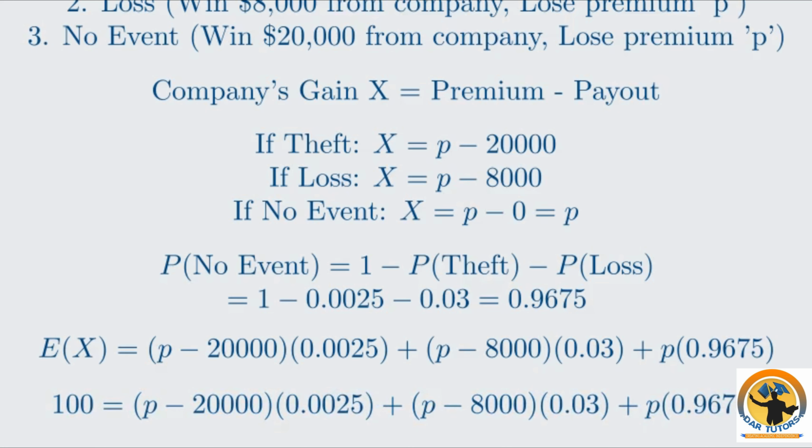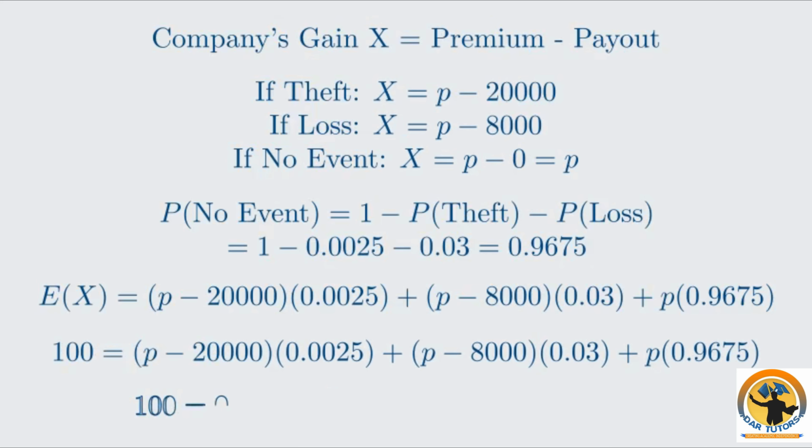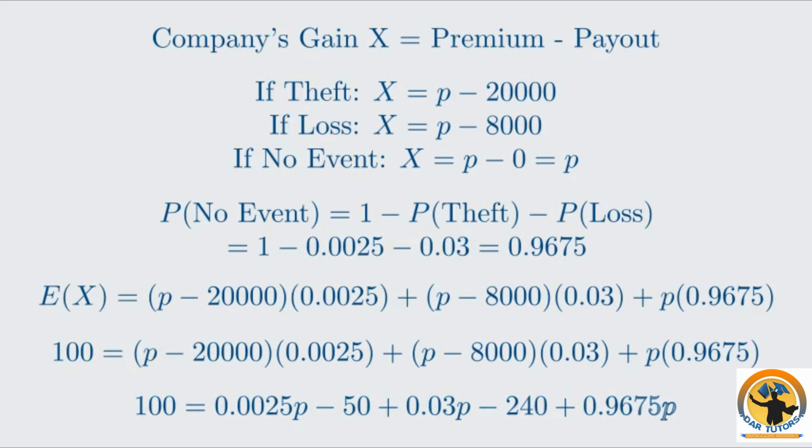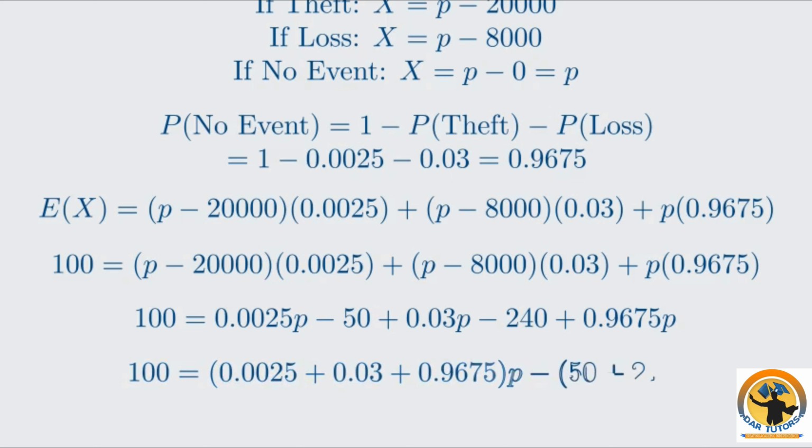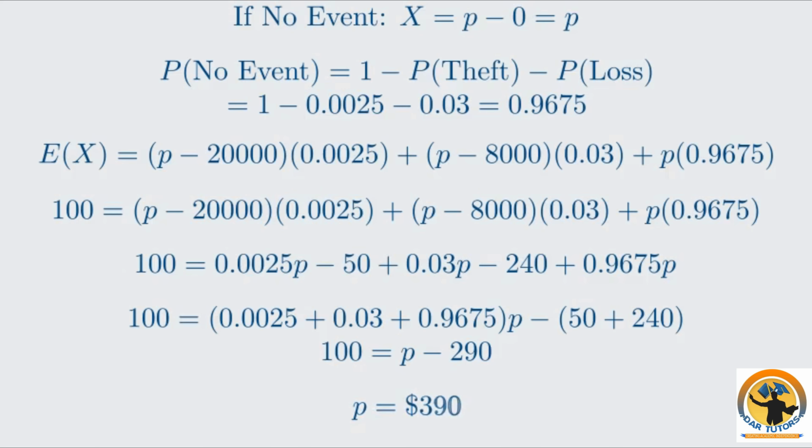Let's expand and simplify. Expanding the brackets gives 0.25p minus 50 plus 0.03p minus 240 plus 0.9675p. Combining the p terms and the constant terms, we get 100 equals p minus 290. Notice how the p terms add up to exactly p, or 1p. This is because the sum of all probabilities is 1. Finally, we add 290 to both sides to find that the premium P should be $390.